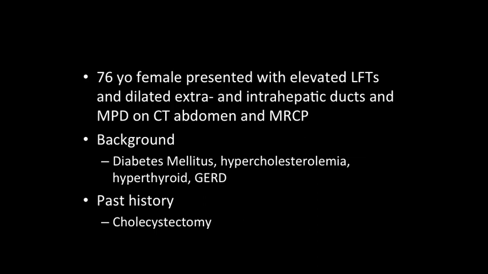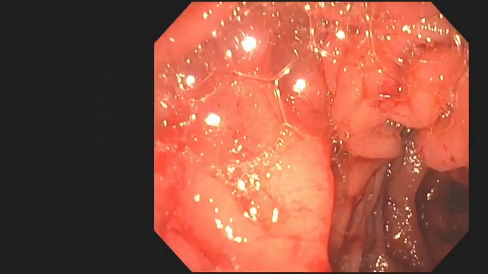A 76-year-old female presented with elevated liver function tests and dilated extra and intrahepatic ducts, and a dilated main pancreatic duct on CT abdomen and MRCP. She had a background of diabetes mellitus, hypercholesterolemia, hyperthyroidism and gastroesophageal reflux disease, and a history of cholecystectomy.